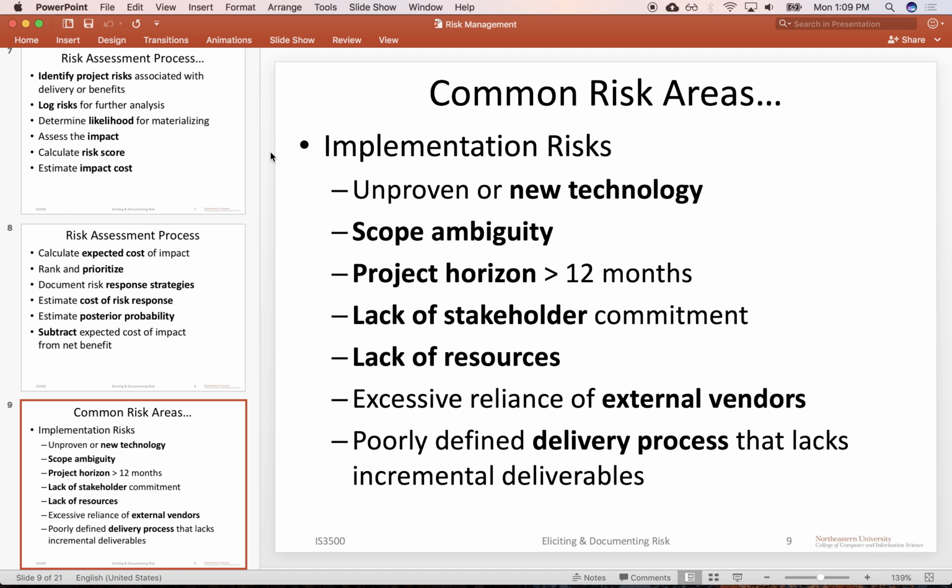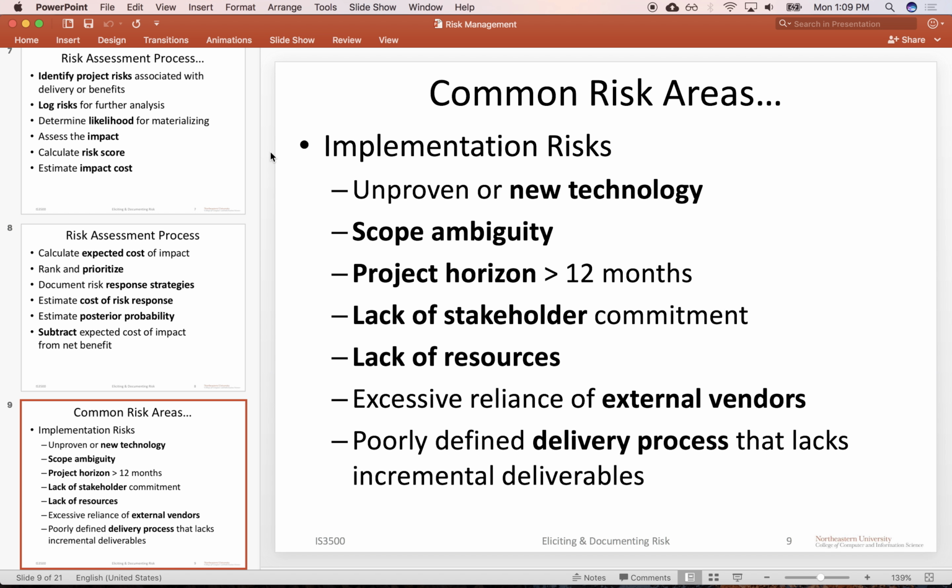So, some of the risk areas that we mentioned earlier. Again, I believe the tech folks, the geeky folks, are somewhat responsible for this, right? We're always pushing for the latest and greatest.